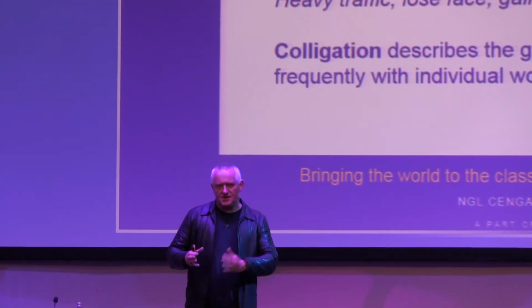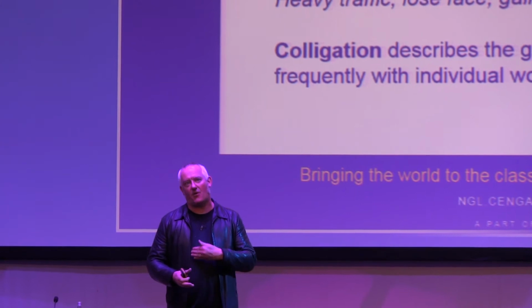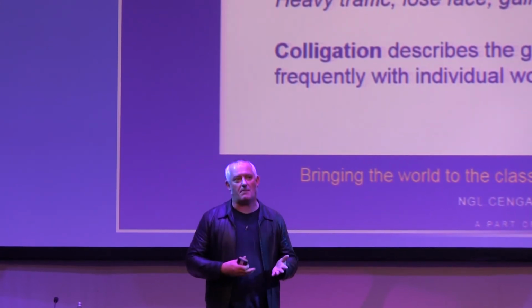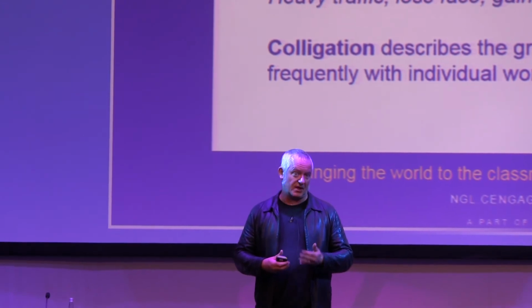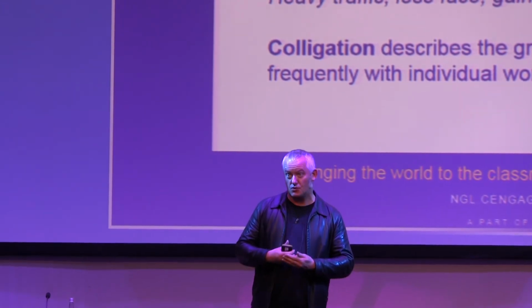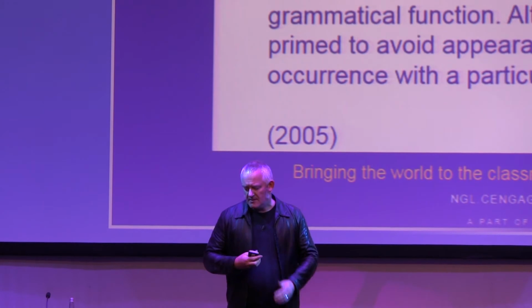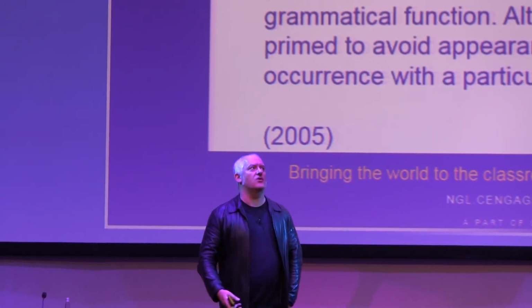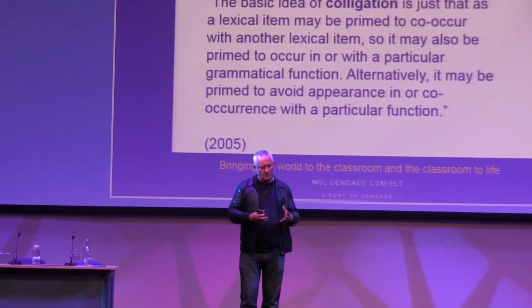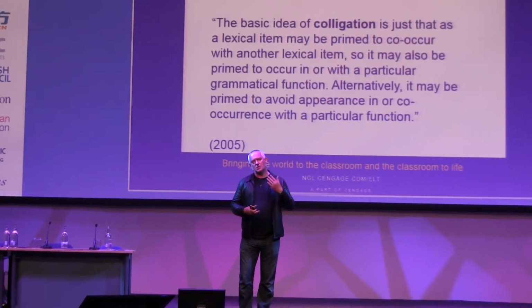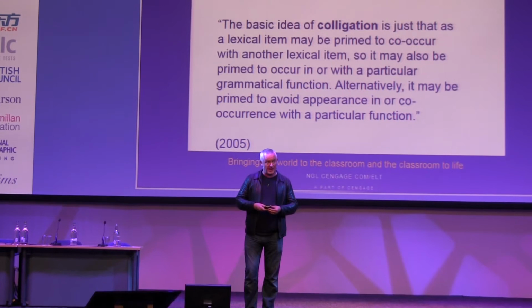Colligation, instead of being the words that co-occur with particular words, is the grammatical patterns that frequently occur around particular words. It's a different way of thinking about grammar that I'm going to go on and explore, and discuss the classroom implications of, because I think it has quite profound classroom implications. Michael Hoey was the guy who really pushed the idea of colligation as a central feature of what we should be thinking about in English language teaching.